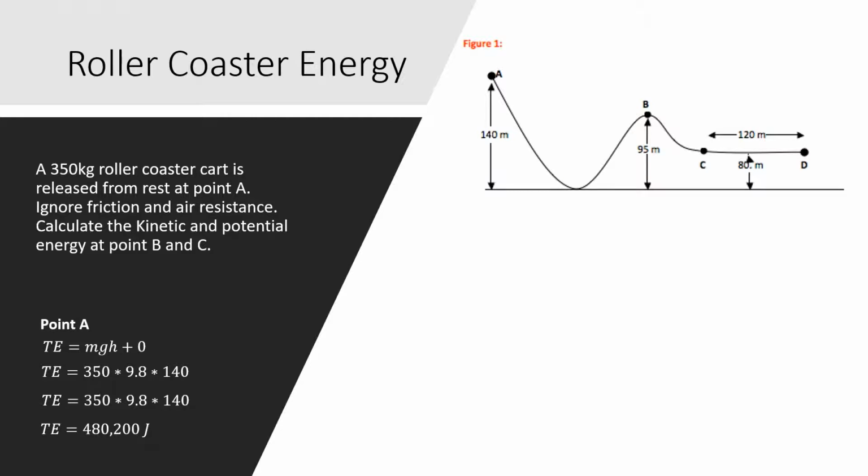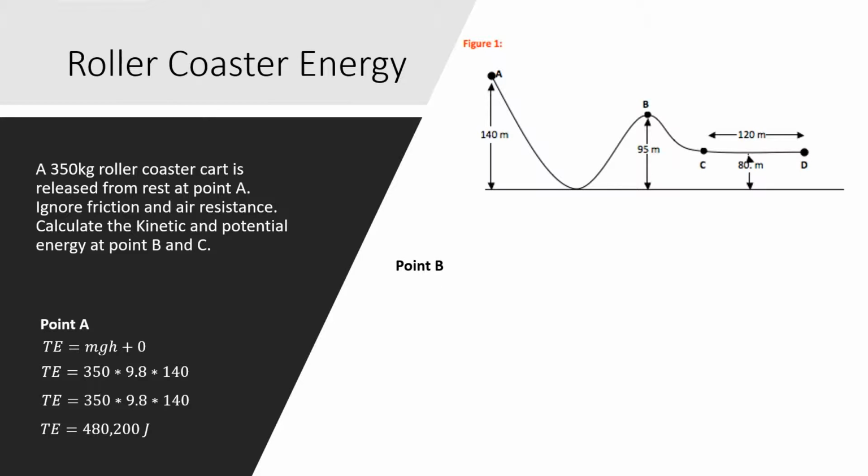So I found 480,200 joules. That's the total energy of the entire system. This thing's frictionless. So at any given point on here, whether it be the ones that are labeled or any other point, you have 480,200 total joules. If you added the potential and the kinetic together, it's always going to equal 480,200.